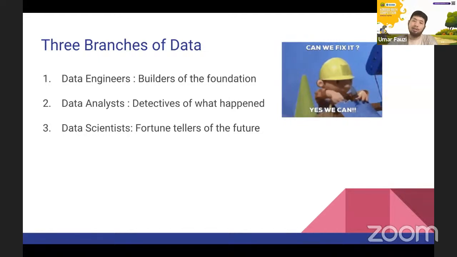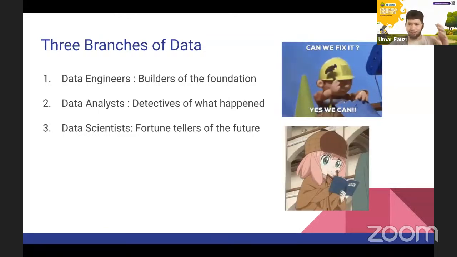So that's data engineers, right? Think of them as the builders of the foundation. They give the floor that the other two can stand on. And one of the people standing on them are the analysts. You can think of them as detectives, right? They help to figure out what happened.